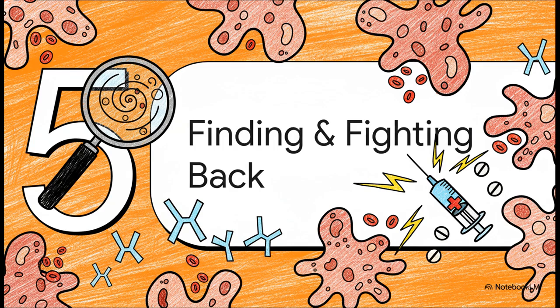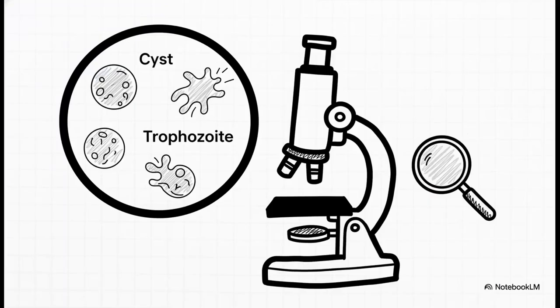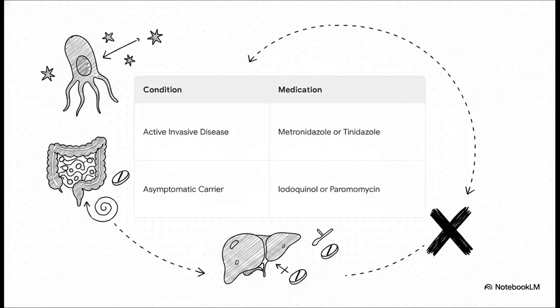And more importantly, how do we fight back? The diagnosis is surprisingly direct. It all comes down to taking a stool sample and looking at it under a microscope. Technicians are literally searching for either the traveler, the cysts, or the invader, the trophozoites. It's really just old-school detective work, but on a microscopic scale. The good news is, once it's diagnosed, the treatment is very effective.